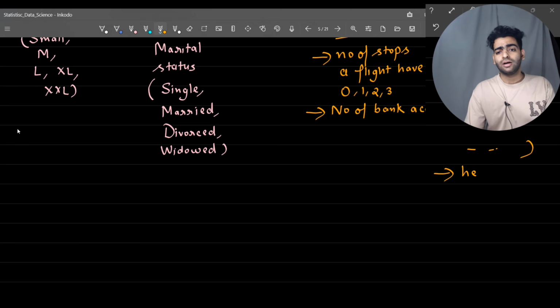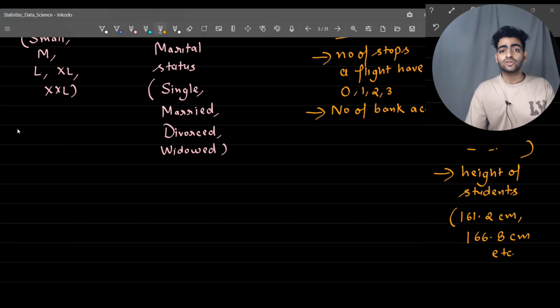Similarly, let's say the height of a student. The height of a student could be some decimal or continuous value. Let's say 161.2 centimeters or some other decimal value. So these are actually continuous data. So that's all about the types of data in statistics.